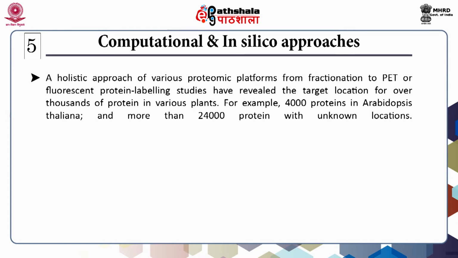A holistic approach of various proteomic platforms, from fractionation to PET or fluorescent protein labeling studies, have revealed the target location for over thousands of proteins in various plants. For example, 4,000 proteins in Arabidopsis thaliana, with more than 24,000 proteins with unknown locations.